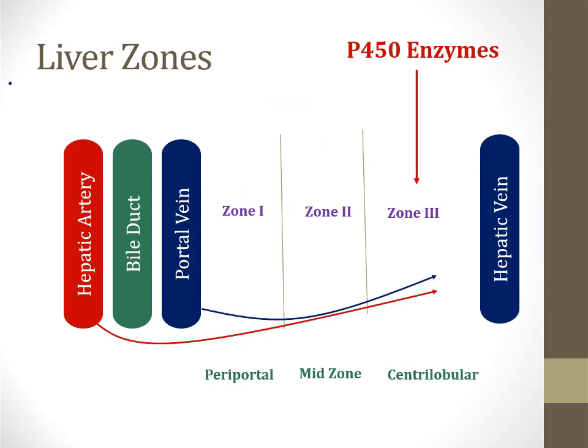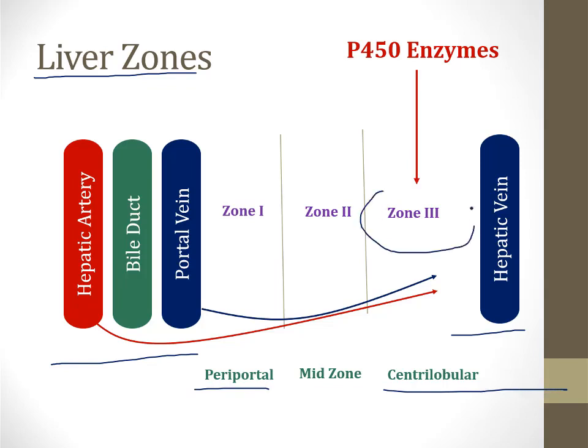In the videos on the liver in the GI section, I talk about the liver zones. The hepatocytes between the portal triads in the liver and the drainage from the liver to the hepatic vein are divided into 3 zones. The periportal zone is closest to the portal triads, and the central lobular zone is the furthest away from the portal triads.